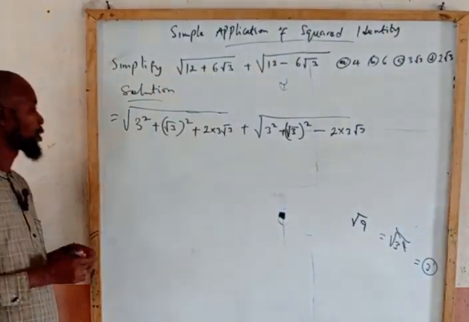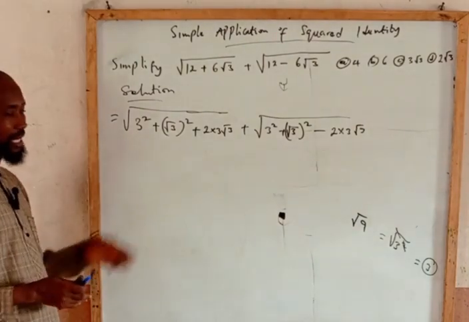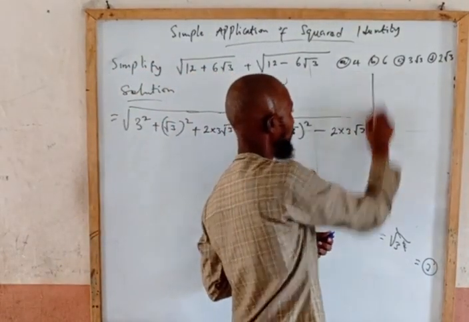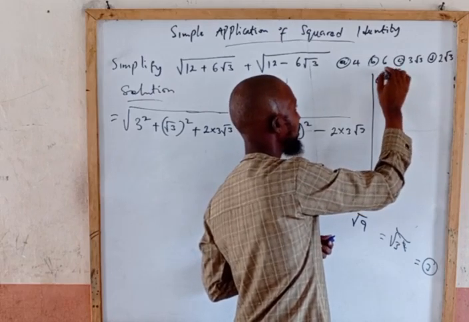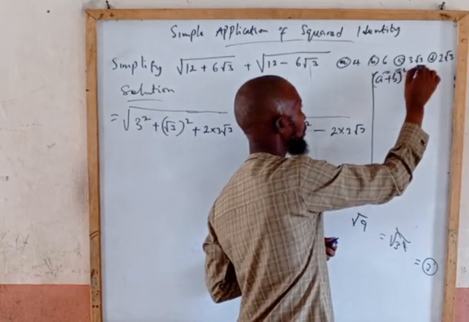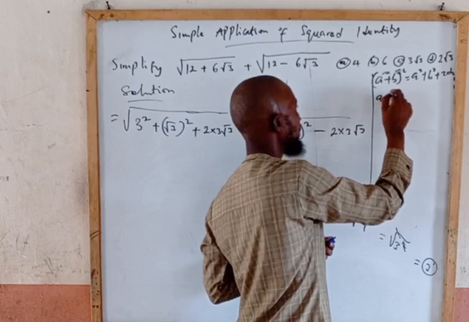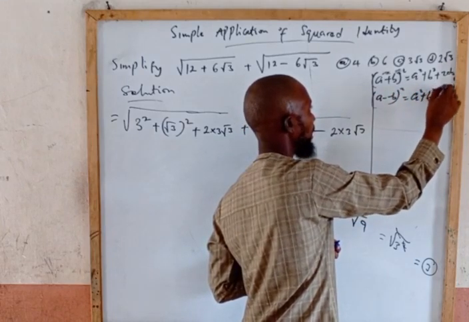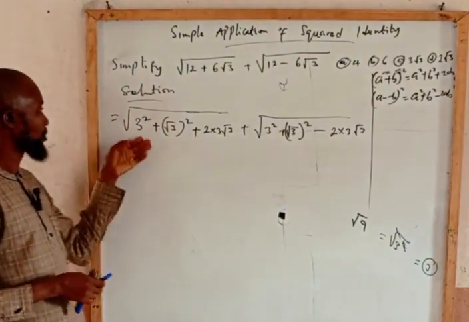In order to continue with what I have here, a given identity is going to be introduced, especially the squared identity is what is needed here. That identity states that (a + b) squared is equal to a squared plus b squared plus 2ab, and (a - b) squared gives what? A squared plus b squared minus what? Minus 2ab.